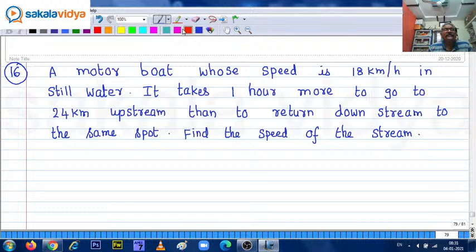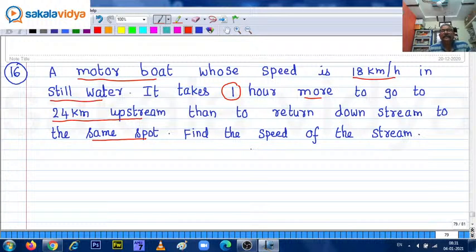So now you see the question. A motor boat whose speed is 18 kilometers per hour in still water. It takes 1 hour more to go 24 kilometers upstream than to return downstream to the same spot. Downstream also 24 kilometers. Find the speed of the stream. That means we need to find out the speed of the water stream.